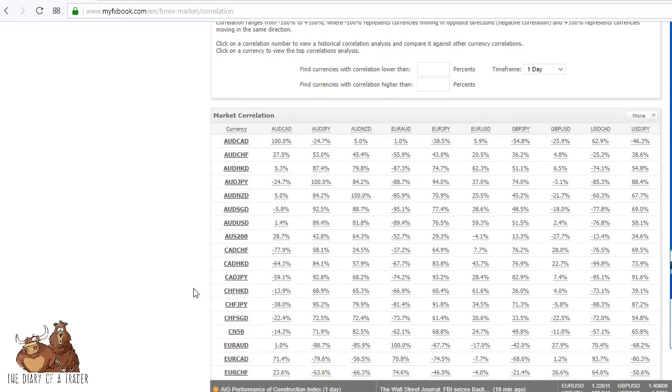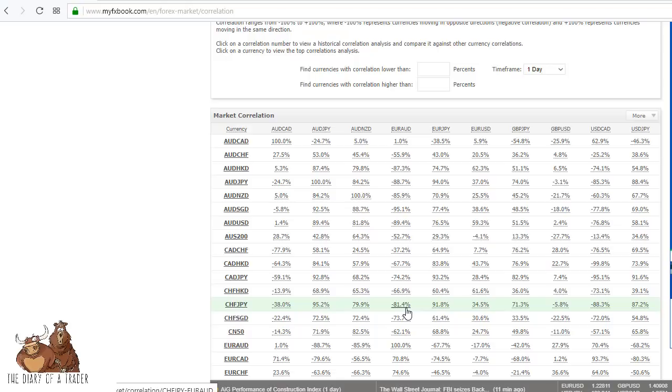When you look at some other pairs, such as the Swiss yen here, you can see that, for example, it's highly negatively correlated with the Euro Aussie. It's negative 81.4%. So that typically means that if this pair is rallying, 81.4% of the time the Euro Aussie is going the other direction. And you can use it the same way.